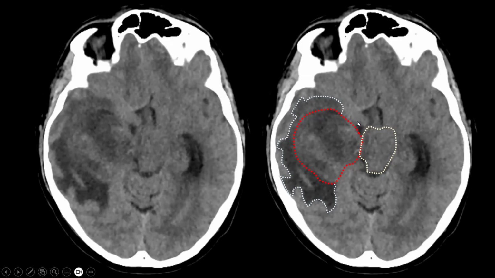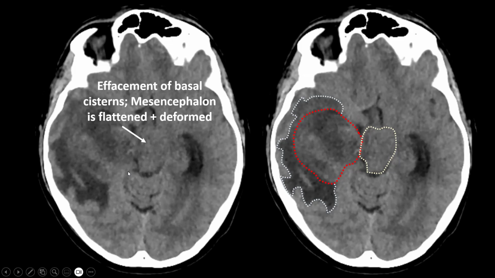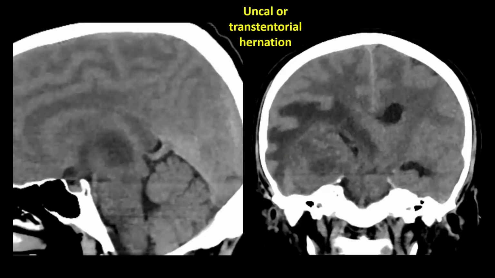So the right mesiotemporal brain structures are herniating through the tentorial notch, causing compression of the midbrain. This causes narrowing and effacement of the basal cisterns, flattening of the mesencephalon, and a deformation of the normal morphology of the mesencephalon. Let's look at it in the coronal plane. We can clearly see the tumor located over here. This is edema, and we see here the tentorium.